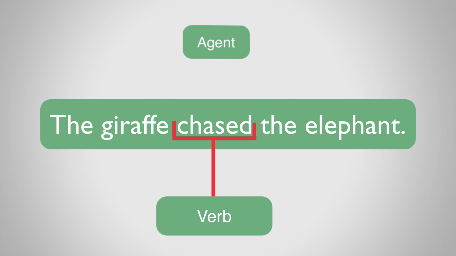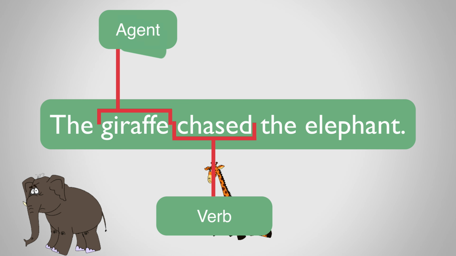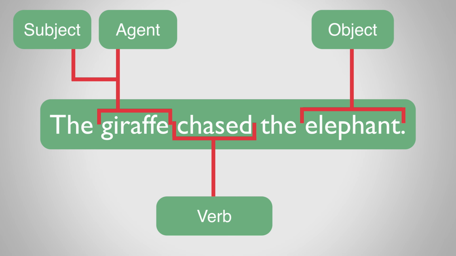So now let's find the agent. That is, the person, thing or idea that is doing the chasing. Well, in this sentence, the agent is the giraffe, since that's what's carrying out the verb. The giraffe is also the subject, as it comes before the verb, and it's clearly what the sentence is about. Okay, now we can find the object. That is, the thing that is being chased. And of course, this is the elephant, so elephant is the object in this sentence.